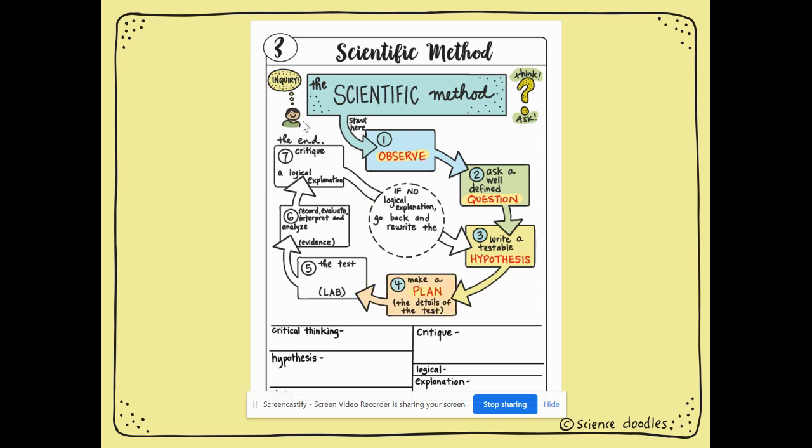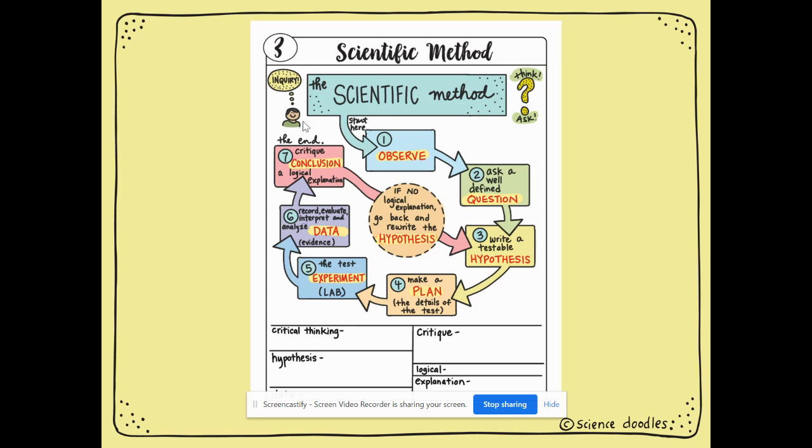Number 4, you will make a detailed plan. So these are the details of the test. And then you are going to actually test or experiment to evaluate your hypothesis. Finally, you're going to record, evaluate, interpret, and analyze data to gather your evidence from your experiment. At the end, you critique your experiment and create a logical conclusion. If there is no logical explanation, please go back and rewrite your hypothesis.